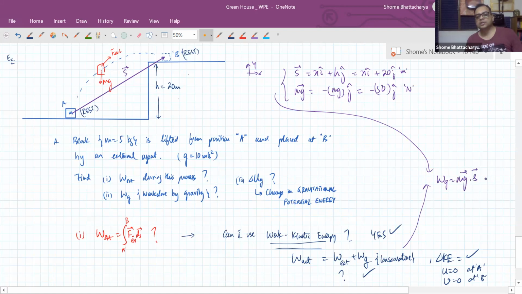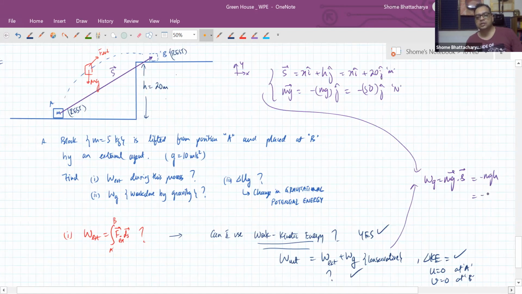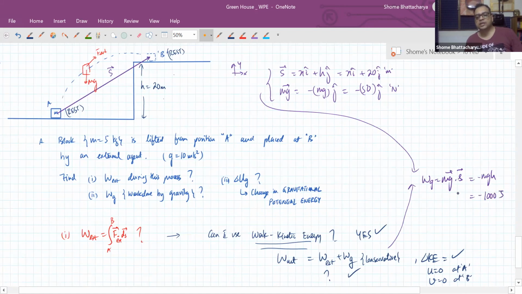How much will this come to? It will be the dot product of these two. So you see it will become minus mgh, or minus 1000 joules. Okay, that is the work done by the gravitational force here. So very good, Vashist, we have worked this out.